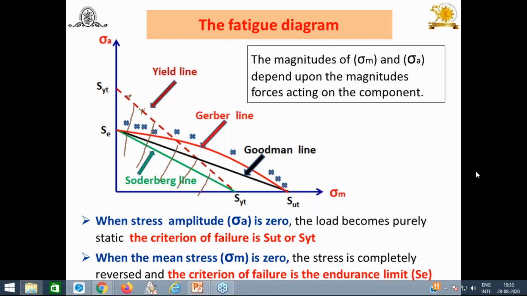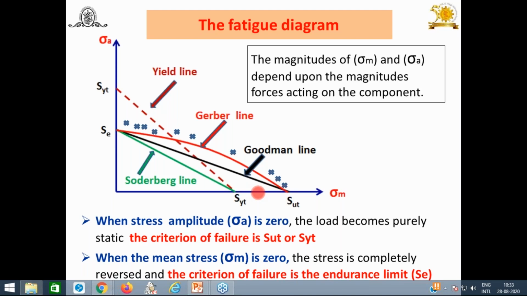This is about one thing. The second important thing I would like to say: locate SE here. Why is SE located below SYT? As I have told you, when a component is subjected to fluctuating load, it may fail before SYT also. That's why SE is shown below this. Try to understand. Otherwise, sometimes it may sustain more than SYT, or up to SUT. I have already discussed this with you. When a component is brittle, for static loading SUT is the criteria, but when subjected to fluctuating load, it may fail before SUT.